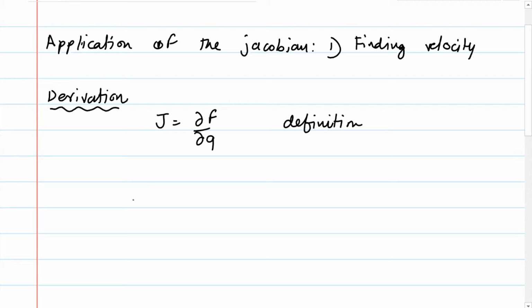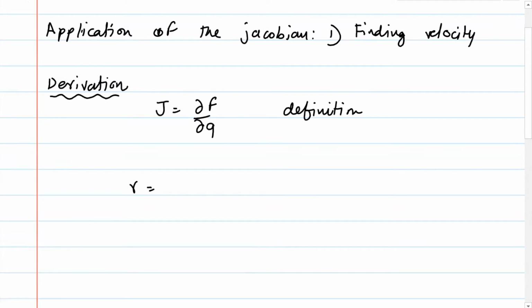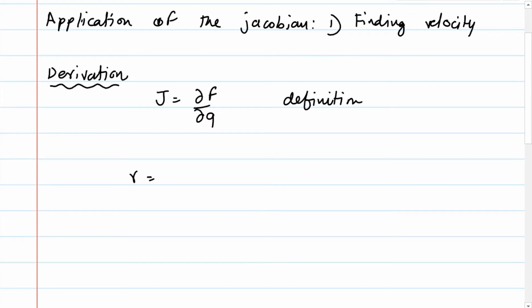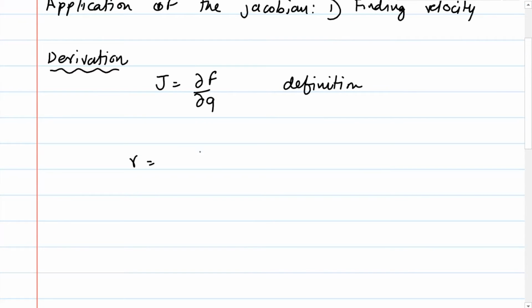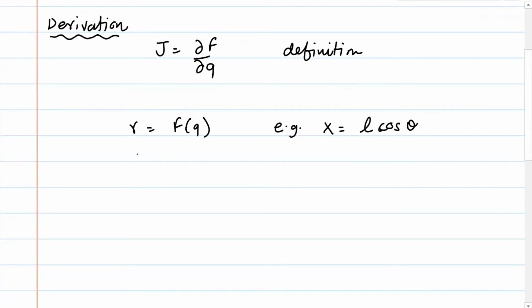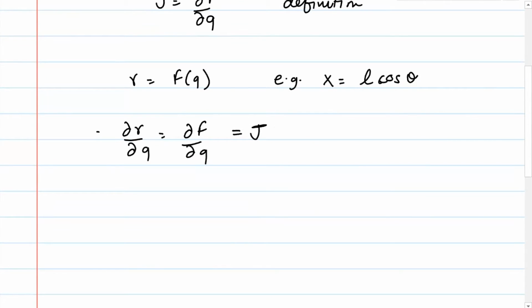Now, if I'm given a position vector r of a point, and that position vector is basically some function of q, right? Example, you can say that x equals L cosine theta. See, that's the x position of the center of mass of a simple pendulum, right? Now, let's take the Jacobian of this. So that's going to be dr dq, which is df dq. Okay, and that, we know, is the Jacobian.